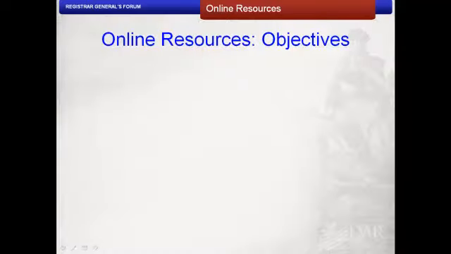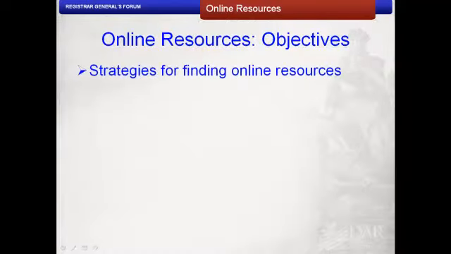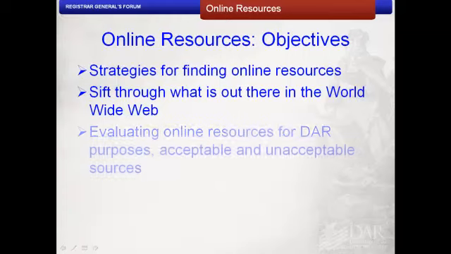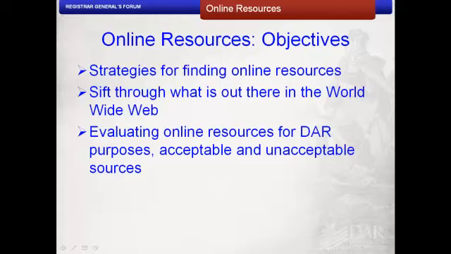In this next forum, we hope to provide you with some strategies for finding online resources, preferably in original record format, sifting through what is out there online with enhanced searching capabilities. We will discuss how to evaluate online resources for DAR purposes, which are acceptable and unacceptable online resources. And we will provide some collaboration considerations that you can take home with you to possibly fire up your research when you have hit a brick wall.